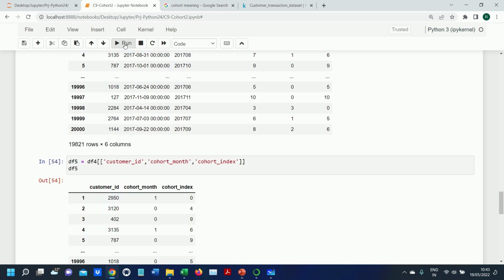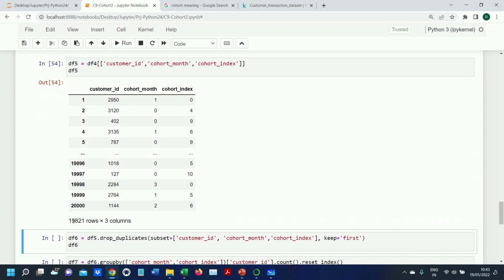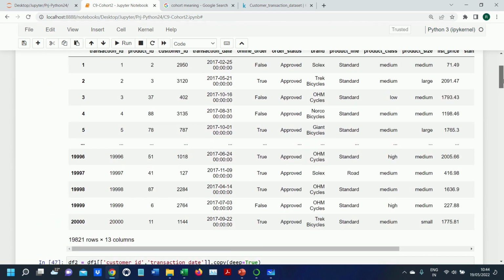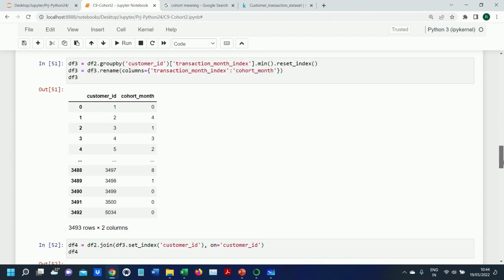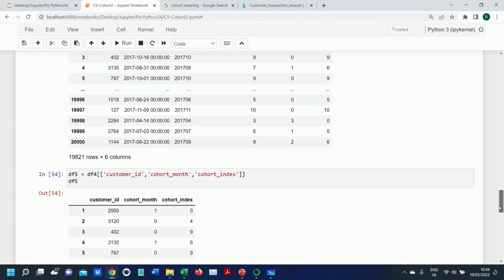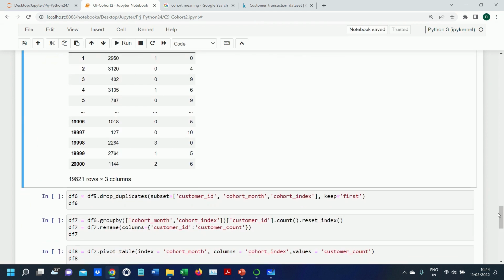Now let me run this, and take this into a fresh data set. So we initially saw 19,821 transactions. We have finally transformed the data set into these 3 columns, which represent when the customer joined and when the transaction happened with respect to their month of joining. Good.